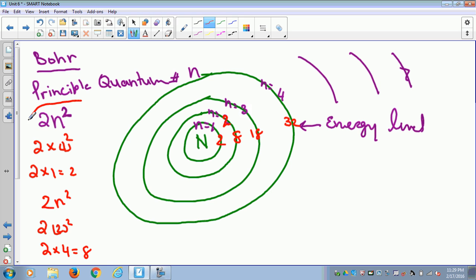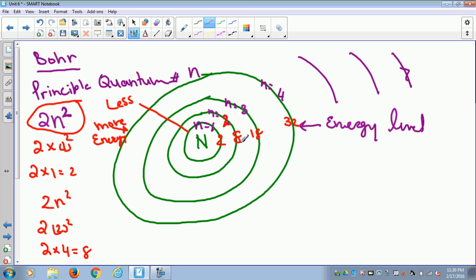So you need to know that 2n square gives you the total number of electrons that can be placed in any given energy level. Keep in mind that the one that is close to the nucleus has less energy, and the one that is further away from the nucleus has more energy. So these are the maximum number of electrons you can put in here. The first can take 2 and the second can take 8.